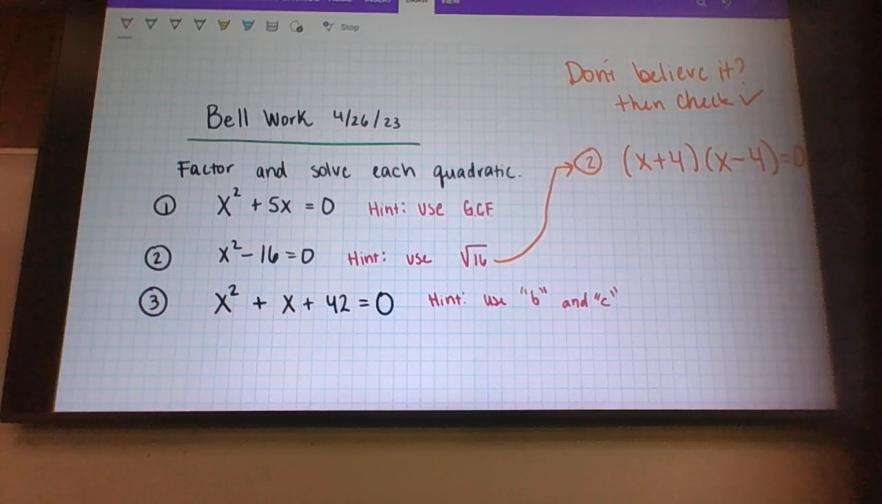You see, because we used a positive and a negative, the middle ones are opposites. That's why you need both signs. Those cancel, and that's how you arrive right back where you started. So that's how I can check it. I can always multiply it out and see if I get where I started with.